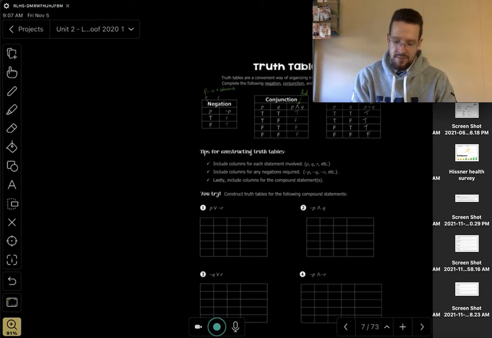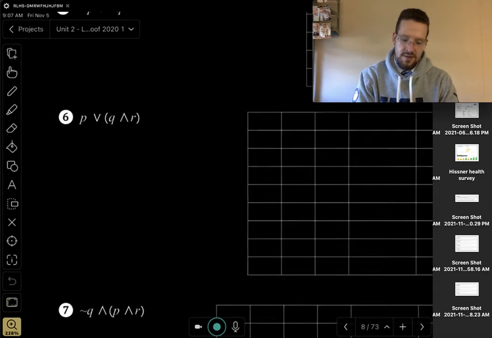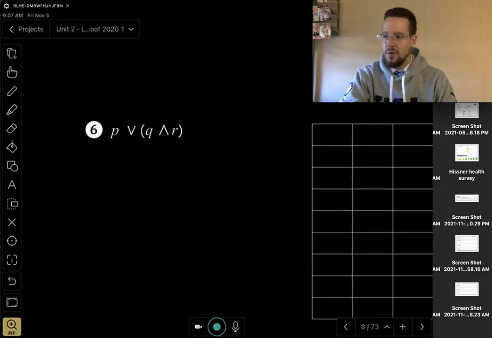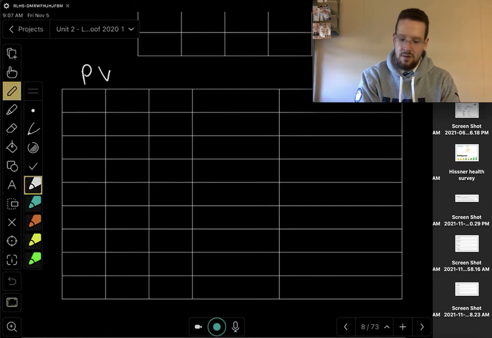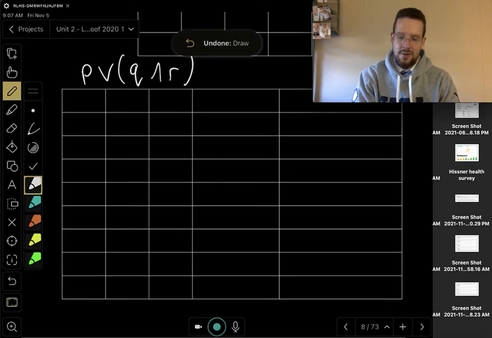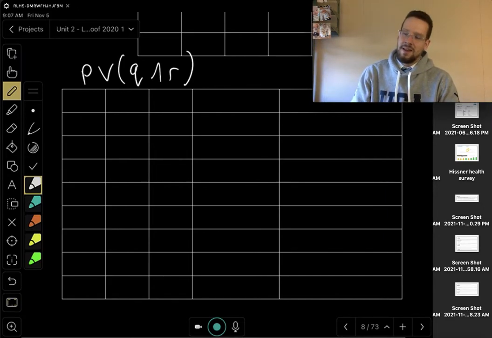Now, I want to look at one with three variables just so we can see how to set this up. This is P or, in parentheses, Q and R. Sorry, that was a bit of a tongue twister, but really, I'm just going to rewrite this over here so we can see it. P or Q and R. That's how I always remember it. I make the little, and then I imagine a little cross through it to make it a capital A.